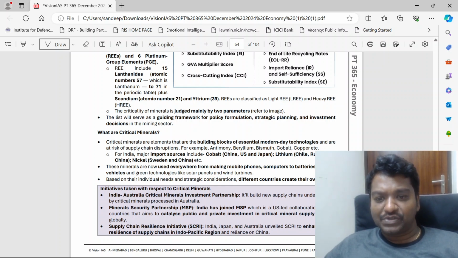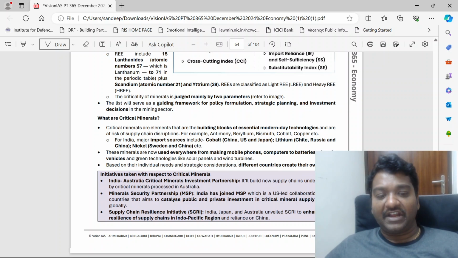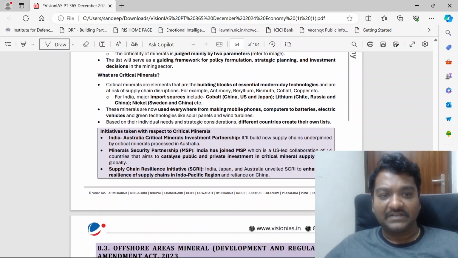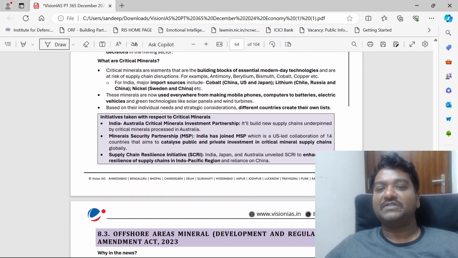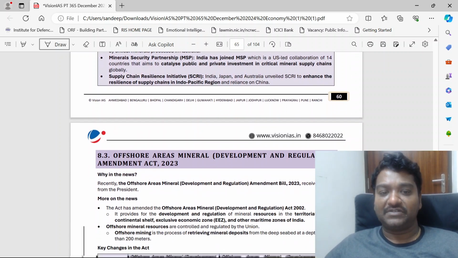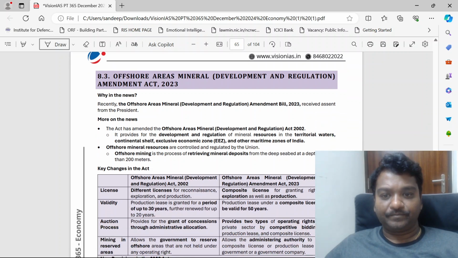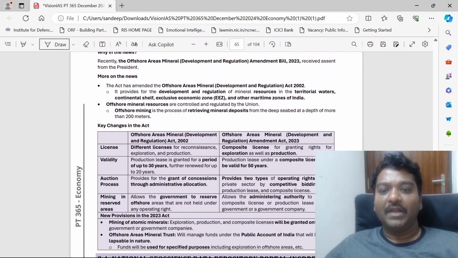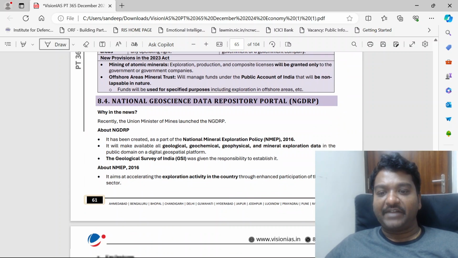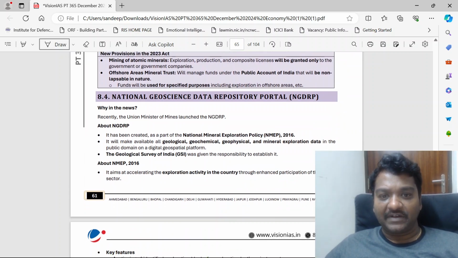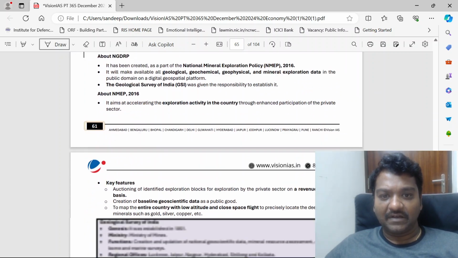Major import sources: cobalt from China, US, and Japan, lithium from Chile, Russia, and China, nickel from Sweden and China. Rare earth minerals, China has significant quantities, guys. See, critical minerals are elements that are building blocks of essential modern day technologies. India wants to extract minerals from offshore as well, guys. That is what this is. Okay.